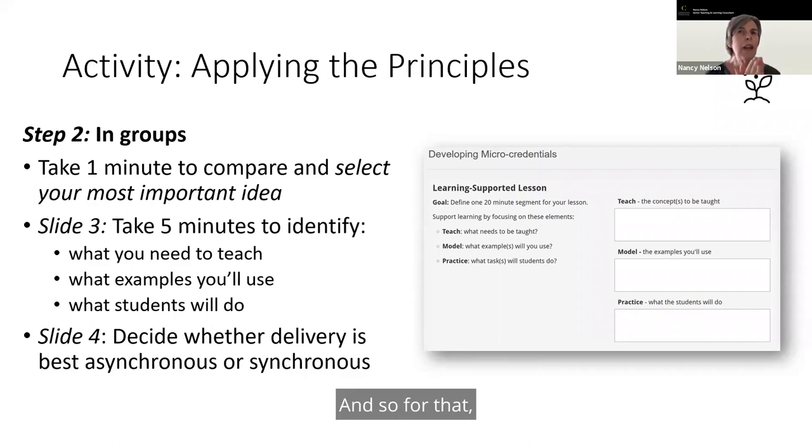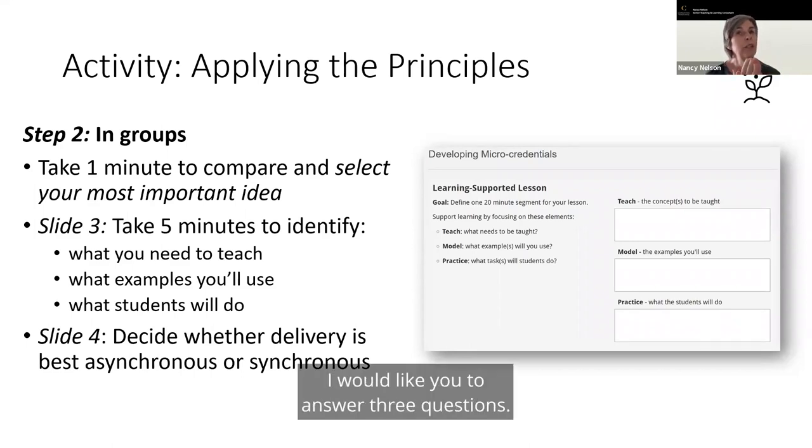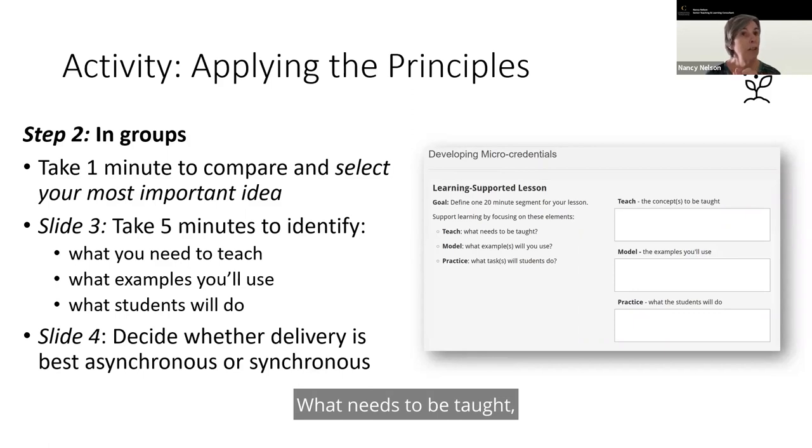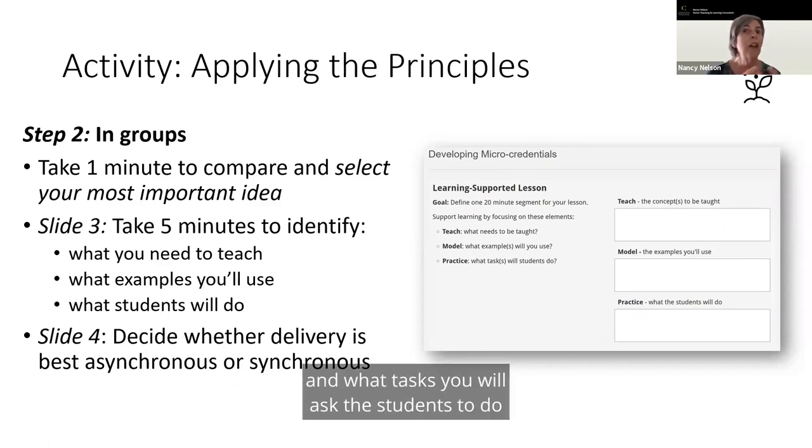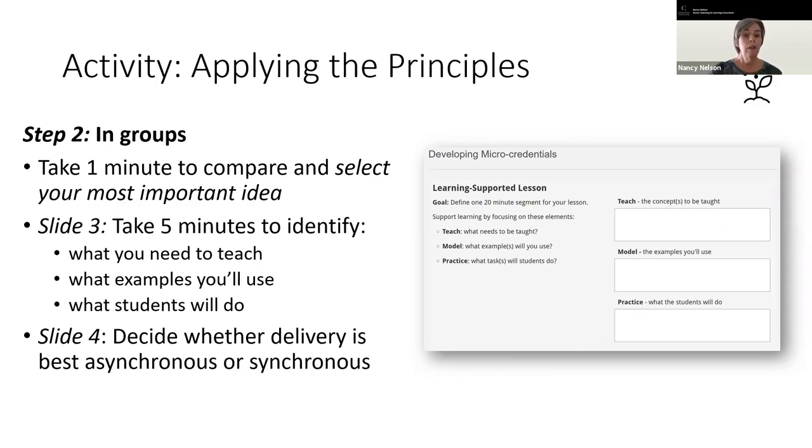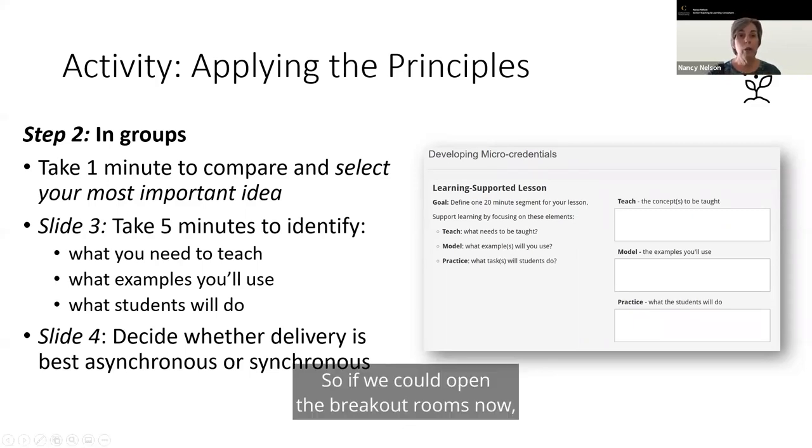And so for that, I would like you to answer 3 questions. What needs to be taught? What examples you'll use to help support the student learning? And what tasks you will ask the students to do in order to start working on that skill or concept. So if we could open the breakout rooms now, that would be wonderful.